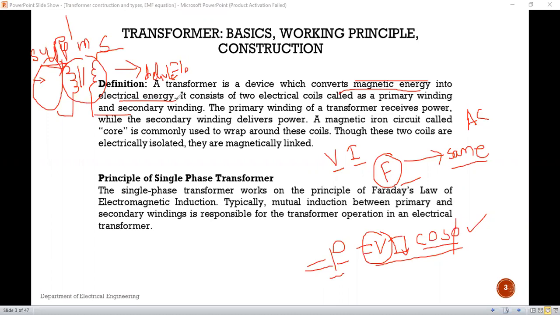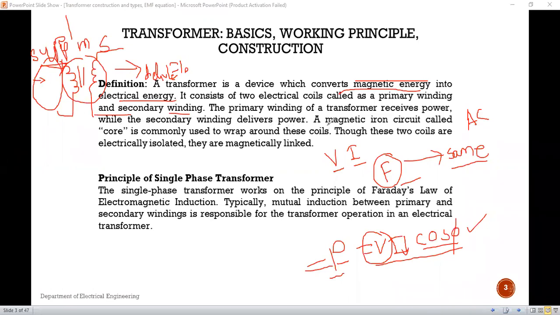Or a transformer is a static device which can transfer power from one point or one station to another station with change in its voltage and current, but without change in its frequency. Now see, it consists of two electrical coils called the primary winding and the secondary winding. The primary winding of the transformer receives power, while the secondary winding delivers power.